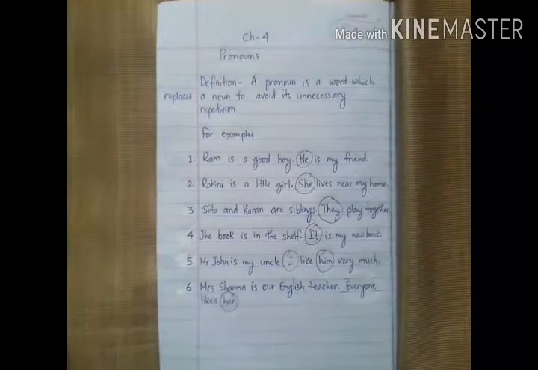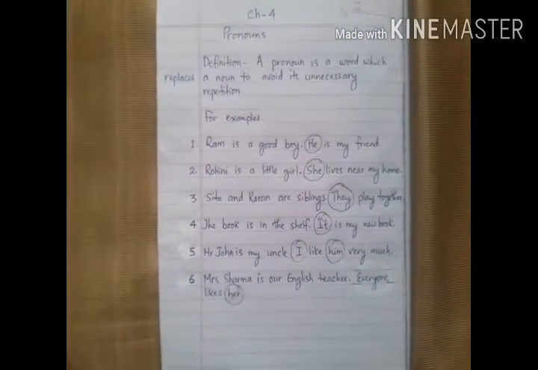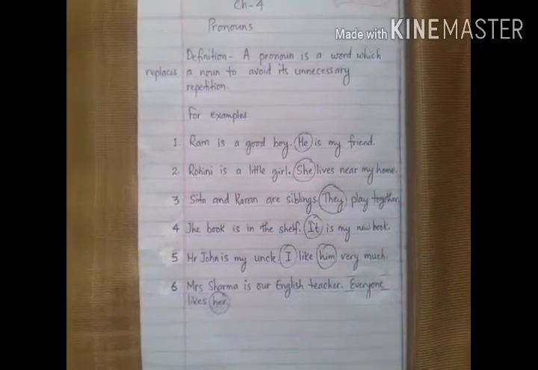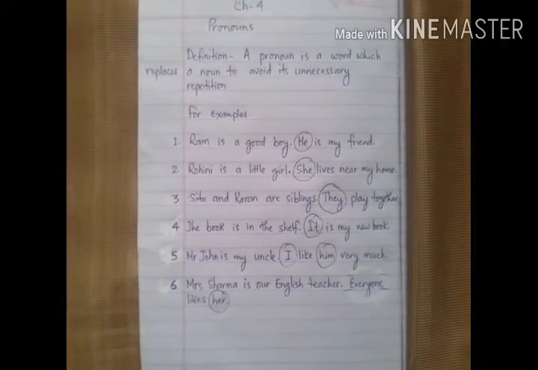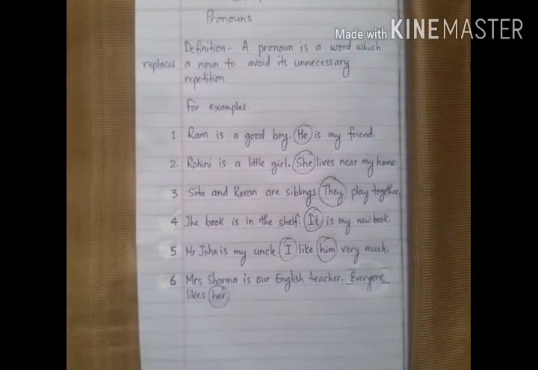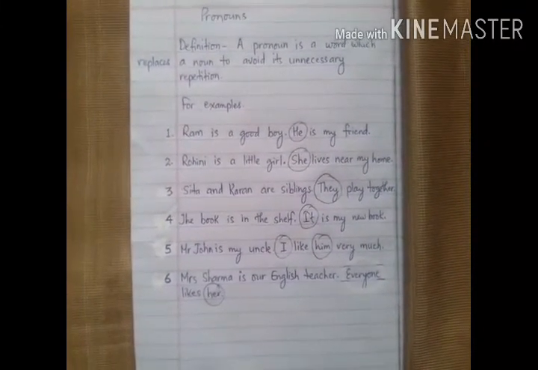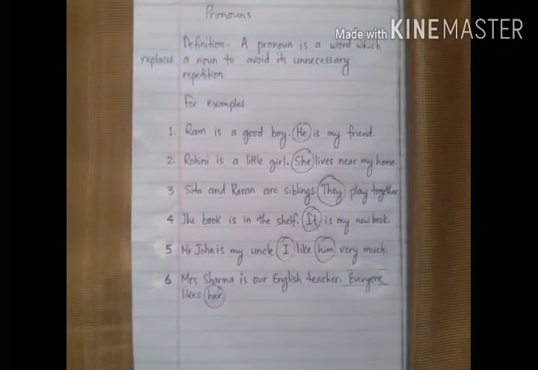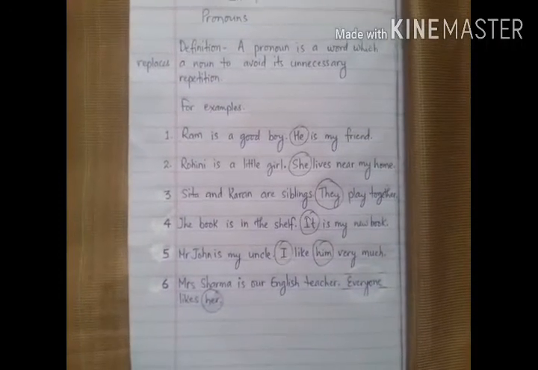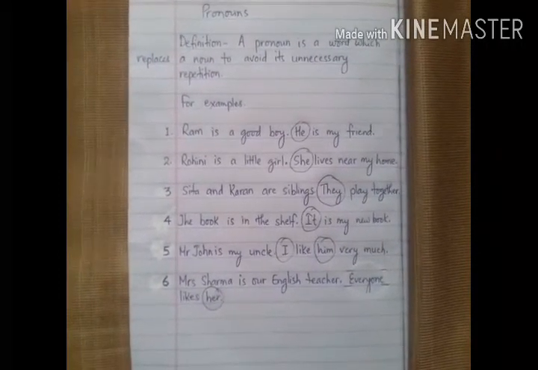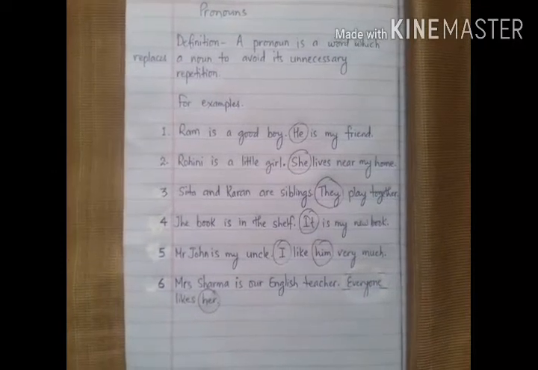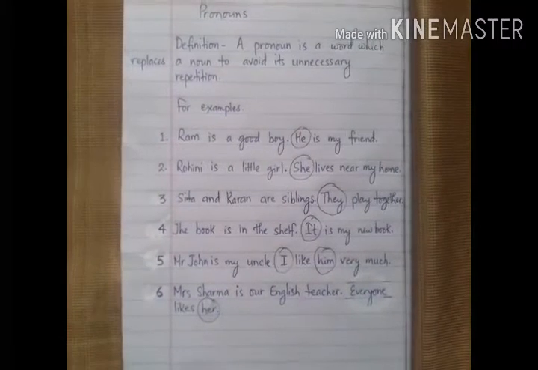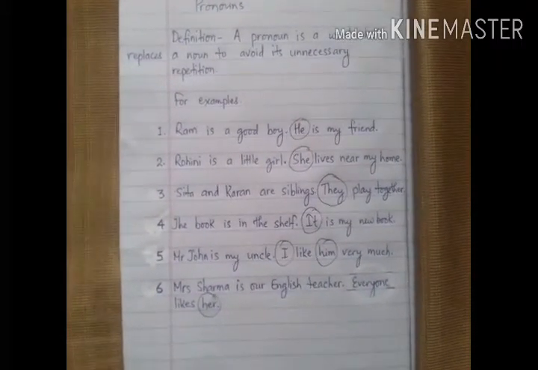Students, now we can start our chapter 4 pronouns with the definition of pronoun. You can see the definition here. The definition is: a pronoun is a word which replaces a noun to avoid its unnecessary repetition. Here the word repetition means the frequent use of nouns. That means to avoid the frequent use of nouns, we use other words in place of those nouns, and those words which are used in place of nouns are called pronouns.